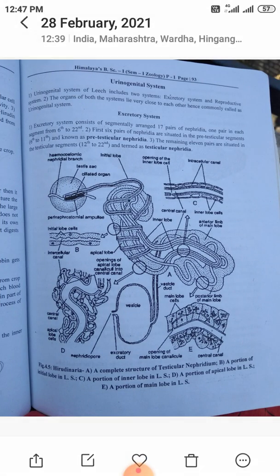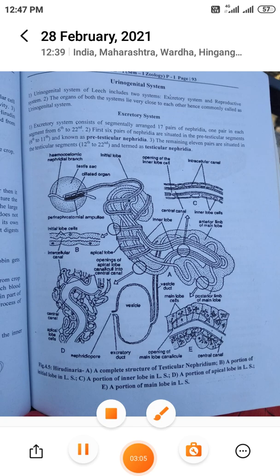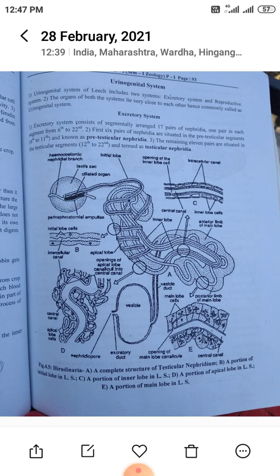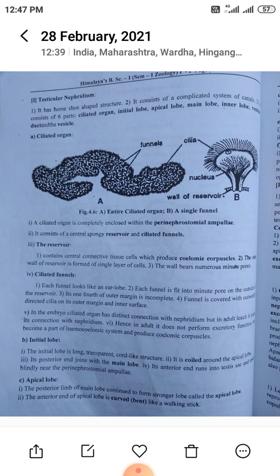In this diagram, here is present the perinephrostomial ampullae. And the ciliated organ is completely enclosed within the perinephrostomial ampulla. It consists of a central spongy reservoir and ciliated funnels. The perinephrostomial ampullae consist of a central spongy reservoir and ciliated funnels.